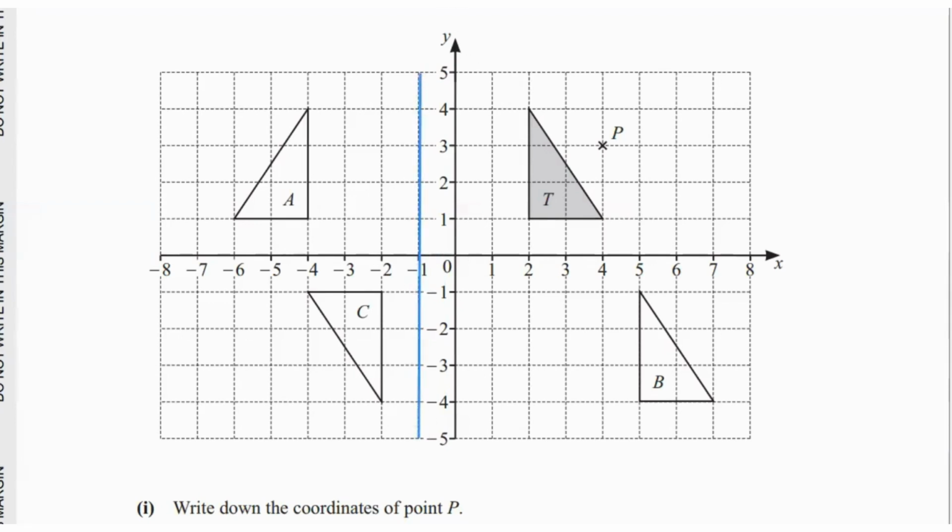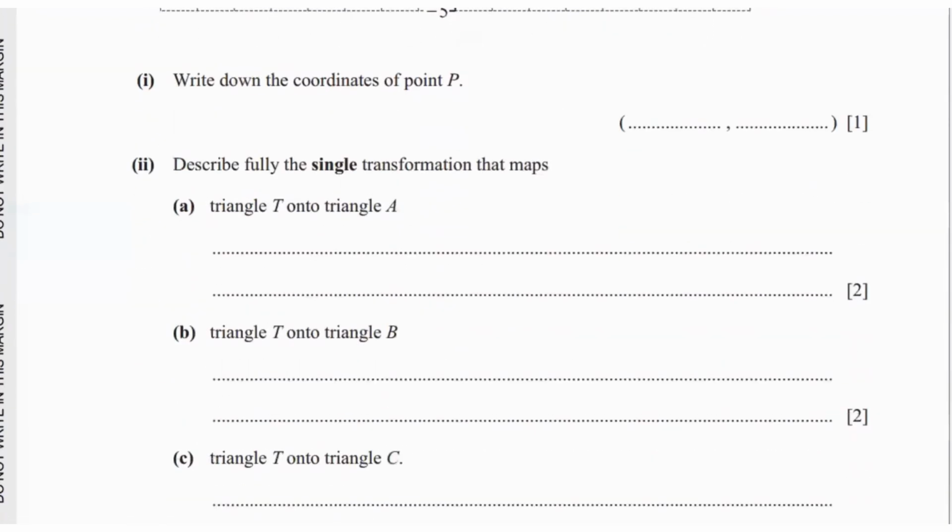Why? Because if you notice, this point is 3 units from this line, and the same point on T is 3 units from the X equals -1 line, which means the X equals -1 line is acting as the mirror line over here. So X equals -1. So the transformation is a reflection in the x equals -1 line.